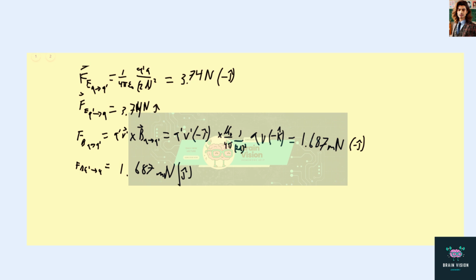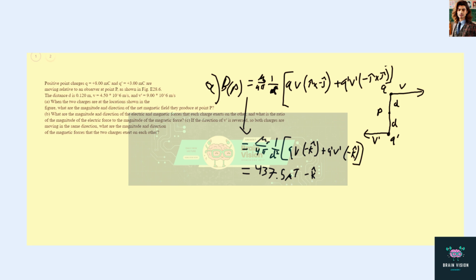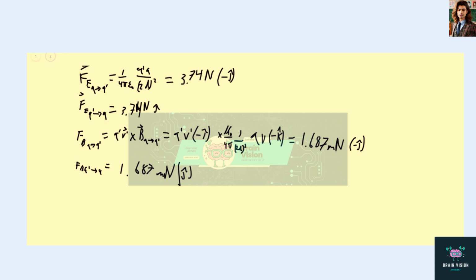Okay, and so we are then asked what the ratio is between the magnitude of the electric force and the magnitude of the magnetic force. So we can simply write down the ratio is equal to the force electric over the force due to the magnetic field. So basically this is Coulomb's law versus our Lorentz force law.